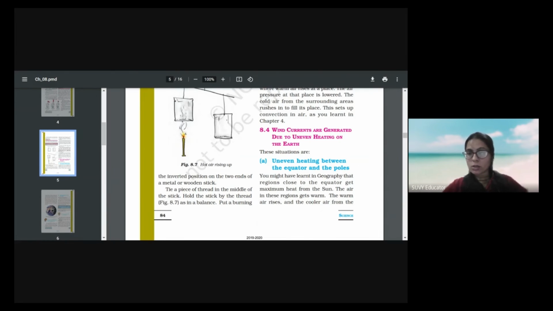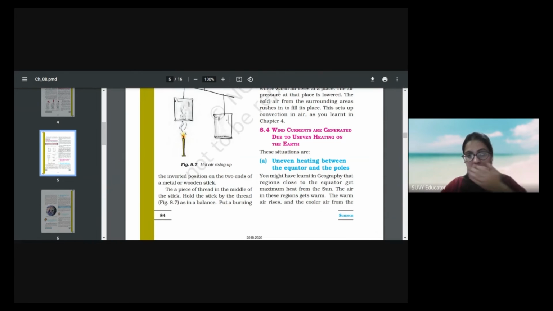You know the equator and the poles. You might have heard in geography about the equator. There's one region of the Earth called the equator, and another region called the pole. So uneven heating between the equator and the poles. So wind will move from one place to another. It can move from poles to equator or equator to poles, depending on the heat of the particular regions.